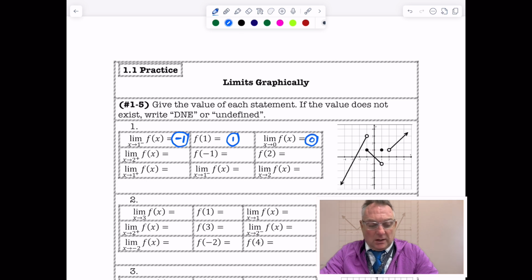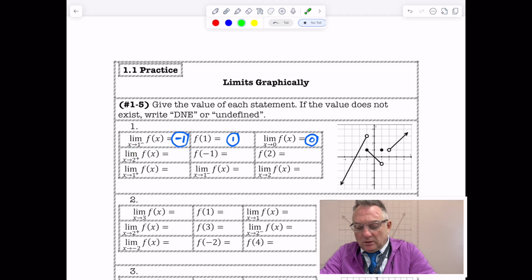So then the second row, I'm looking at when x approaches 2 from the positive side. So let's go over to where x is equal to 2. That's up and down here. And from the positive side, I'm going to the left, and it's approaching that open circle, which is a value of 1.